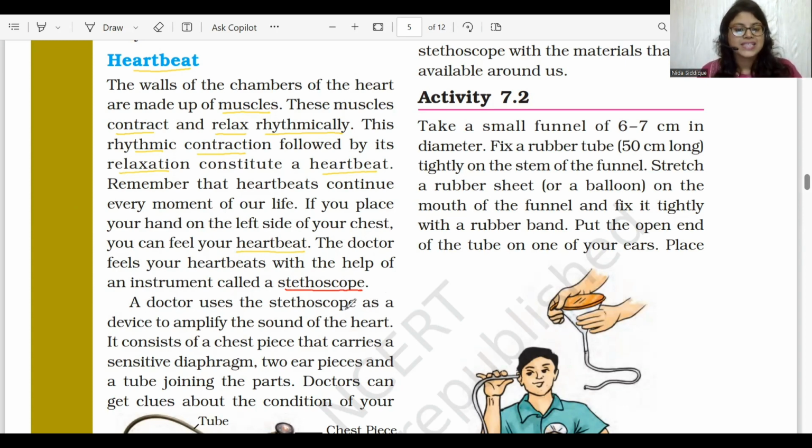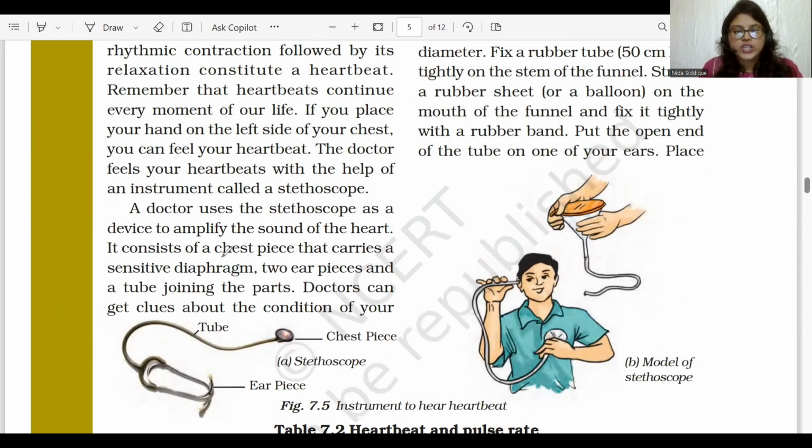The doctor uses the stethoscope as a device to amplify the sound of the heartbeat. Now, what does a stethoscope consist of? A stethoscope consists of a chest piece that carries a sensitive diaphragm. So this is the chest piece. Chest piece, jaisa naam keh raha hai, is going to be kept on the chest to hear the sound of the heart. Then two earpieces, we have two ears. हर एक पीस हमारे दोनों ईयर्स में लगेगा ताकि हम सुन पाए हार्ट का बीट. And there is a tube that joins these two things. The chest piece and the earpiece are connected with the help of a tube.